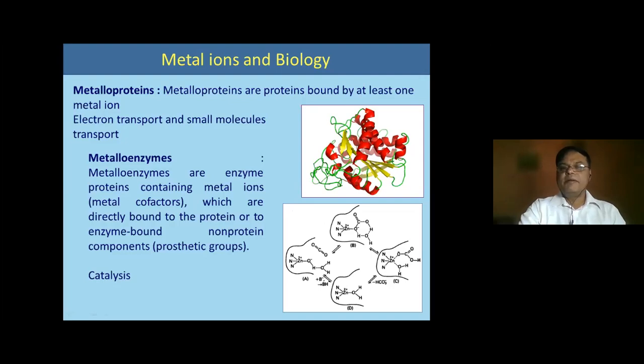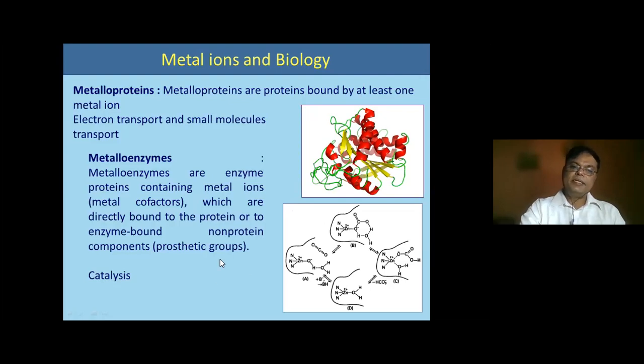So a lot of metalloenzymes were discovered one by one, about 50, 60 years ago. Even now, some more enzymes are being found, and sometimes it is confusing whether something acts as an enzyme or is just a metalloprotein. But some new information is coming up that in particular reactions, this metalloprotein can also act as an enzyme. That could also be possible.